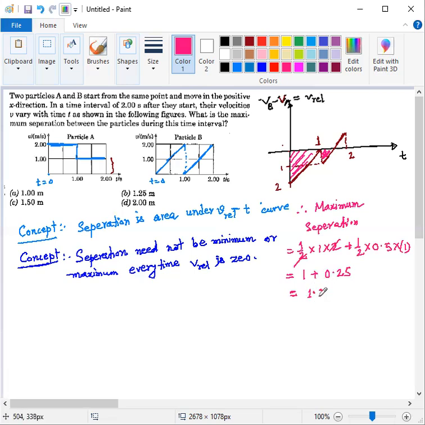As a net result, our maximum separation is equal to 1.25. Among the given options, the first option is 1 meter, B is 1.25, the third option is 1.50, and D is 2 meters. So our calculated answer is 1.25, and the right answer is 1.25 meter. So here the question is solved now.